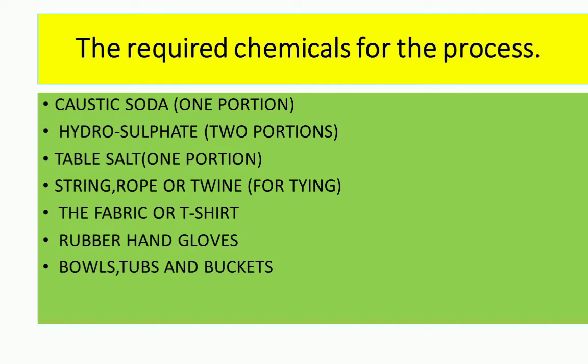Then the measurement, the required measurement depends on the quantity of fabric that you want to dye. You could use 1 portion of caustic soda and 2 portions of hydrosulfate, 1 portion of salt to dye maybe 2 t-shirts or 1 t-shirt, as the case may be. And of course, if you want to pleat, squeeze, stitch, or crumple before tying the fabric, the choice is yours.